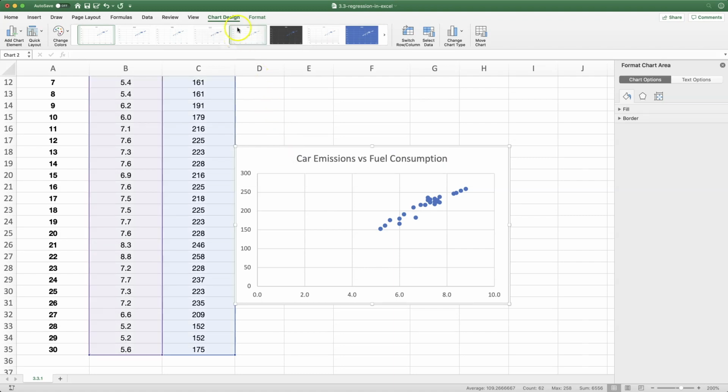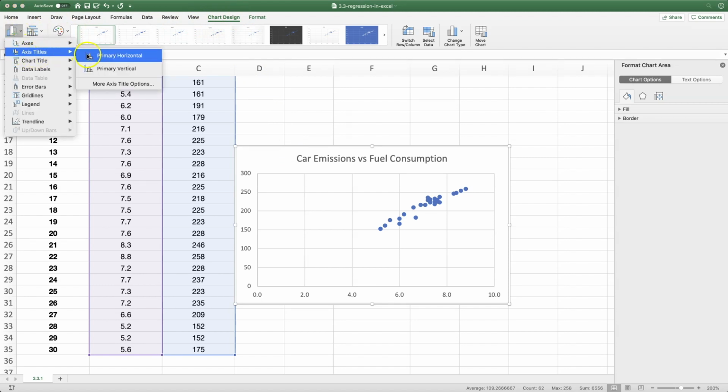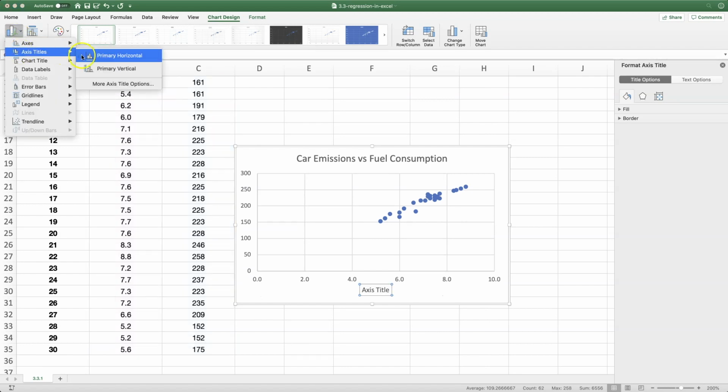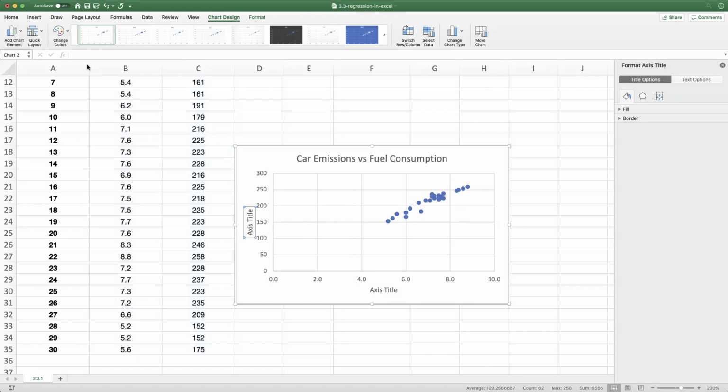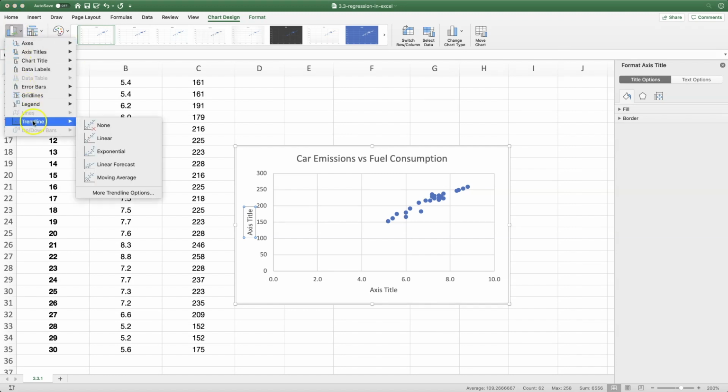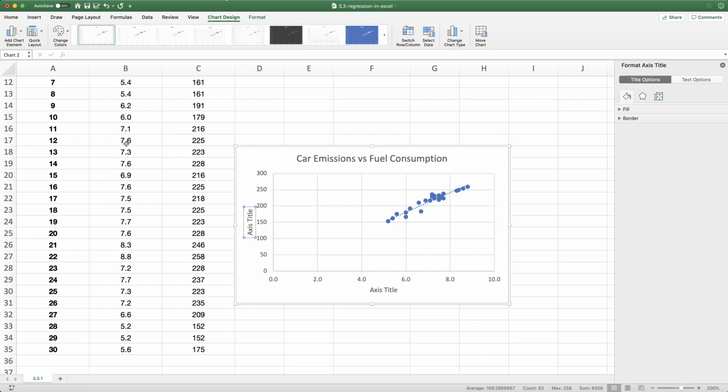In the ribbon, ensure that you are in the Chart Design tab and click Add Chart Element and add axis titles to the primary horizontal and primary vertical axis. We're also going to add a line to this graph that follows the data. Click Add Chart Element, Trendline, Linear. Let's give the axes more descriptive names. The vertical axis I'm going to call CO2 emissions. The horizontal axis I'm going to call fuel consumption.